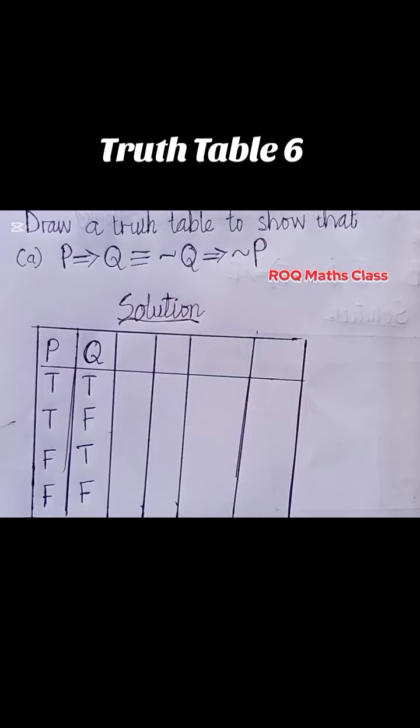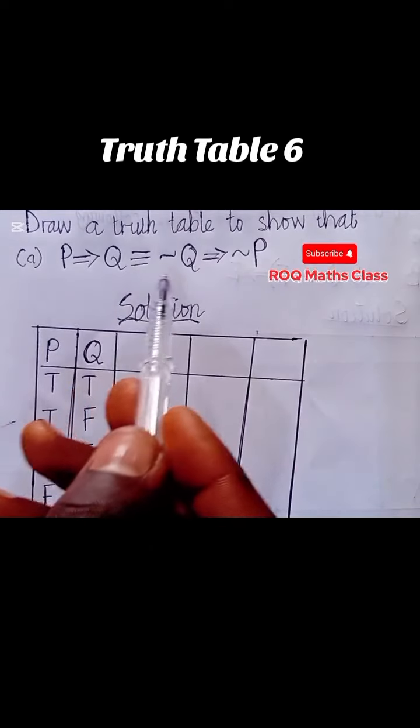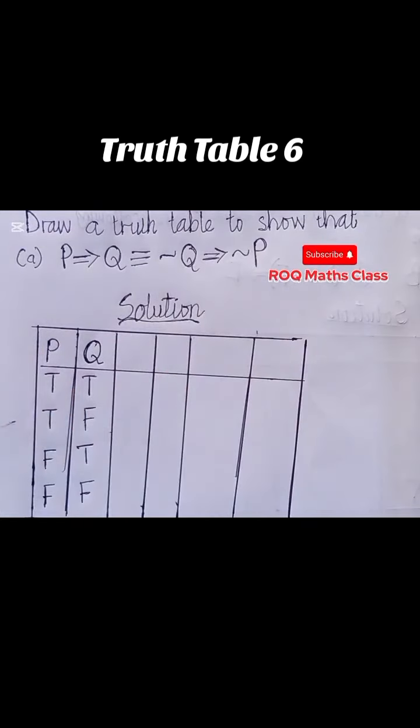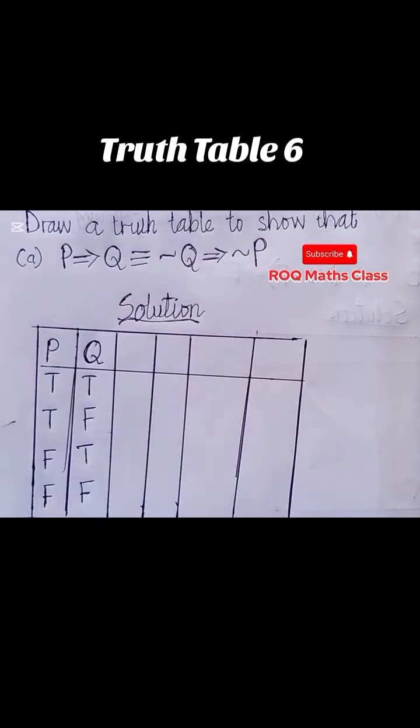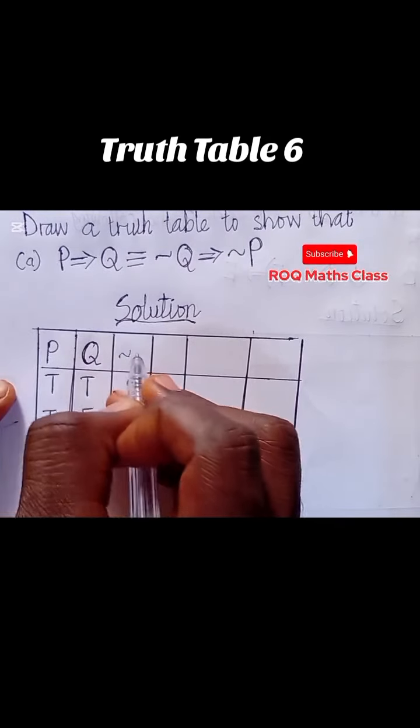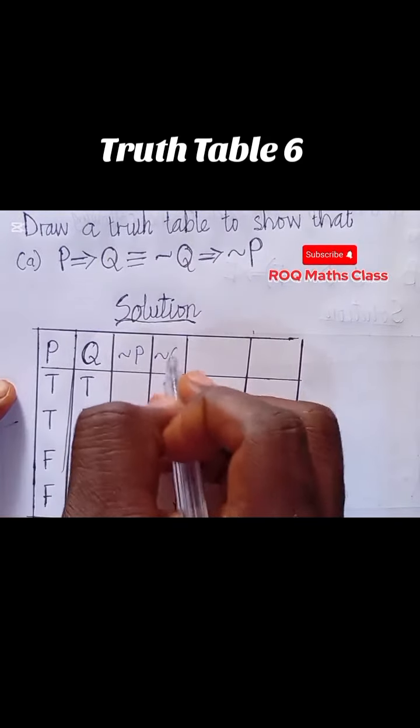Draw a truth table to show that P implies Q is equivalent to negation Q implies negation P. Good. If you look at this question that we are given, in our table we are going to need P and Q, which is already written out. We are going to need negation of P and negation of Q. So for this stage now, we have negation P, negation Q.